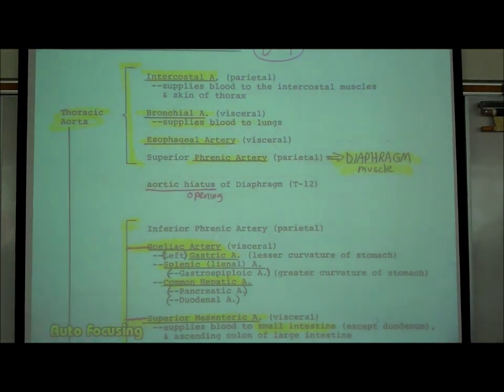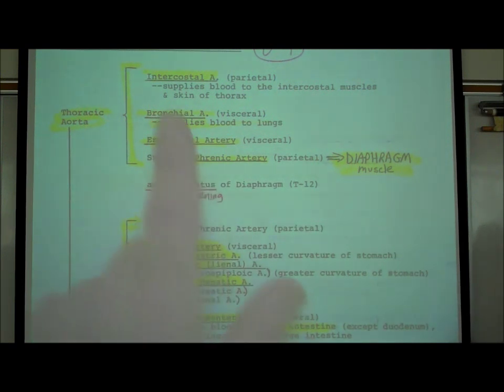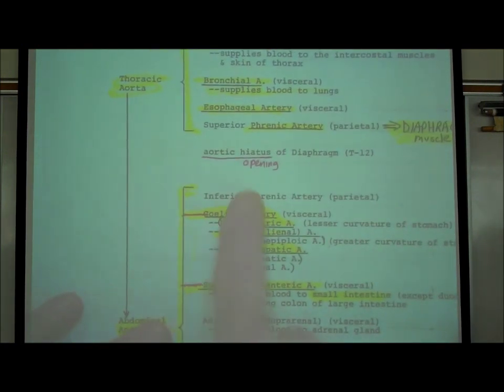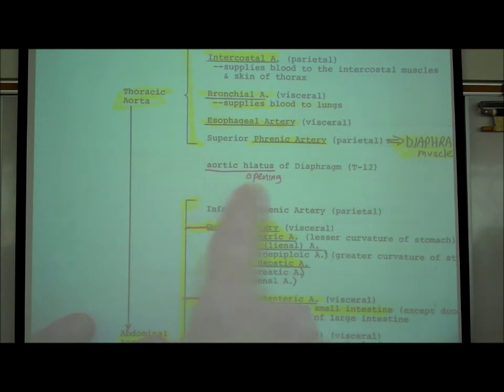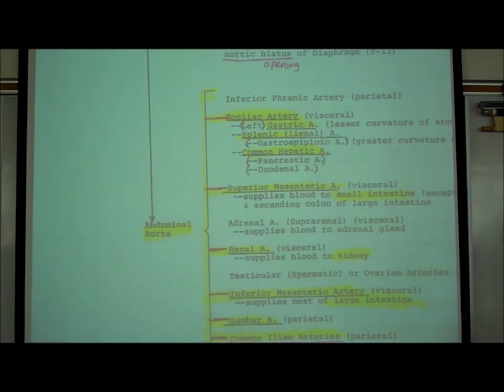Now, of these arteries that we've mentioned here, the only ones you're going to see on the cat are the intercostals. The bronchial arteries, esophageal arteries, and phrenic arteries usually don't show up well enough. So in other words, just know that they exist, but you're not going to see them on the cat. You will see the thoracic aorta and the intercostal arteries. Then we mentioned that this aorta goes through the aortic hiatus, this opening in the diaphragm muscle. And then we've listed a bunch of arteries that branch off the abdominal aorta.